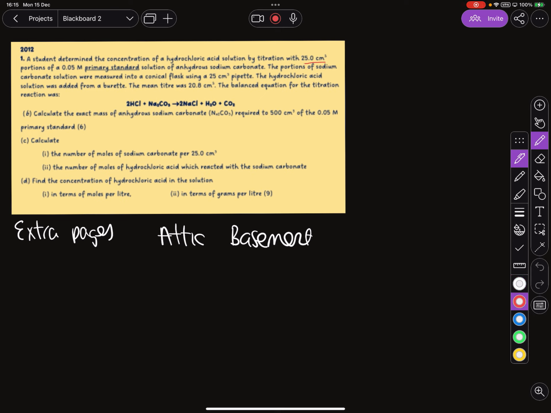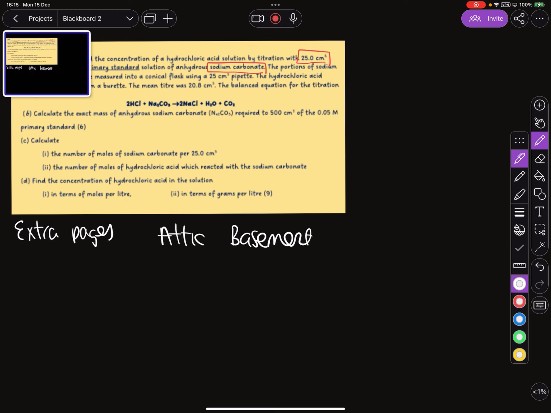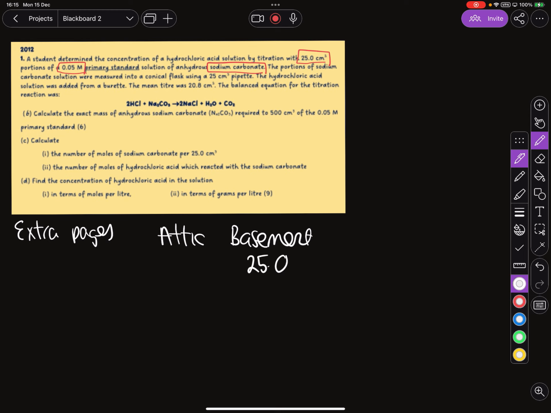So here you can see we've got 25 centimeters cubed of a 0.05 molar portion of, doesn't matter what it is, but we'll say sodium carbonate. So this is a primary standard. So that's definitely your basement numbers, like so. So 25, 0.05 big M. And if we look at the ratio for the sodium carbonate, it is a ratio of 1. So that means that I'm looking for HCl values.